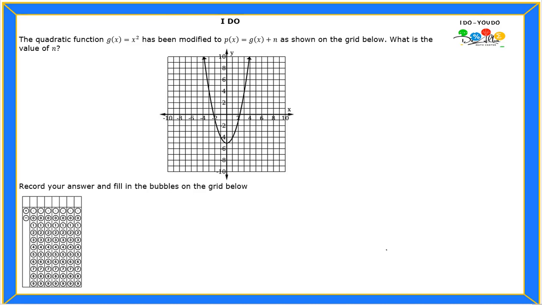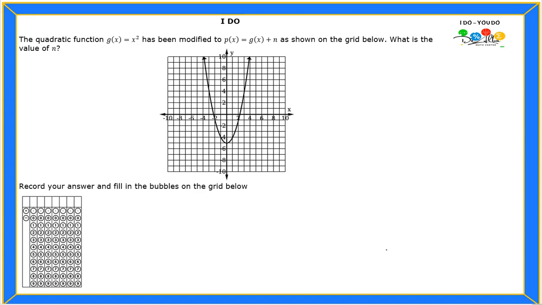Hello students, let's read the problem. It says, the quadratic function g of x equals x squared has been modified to p of x equals g of x plus n as shown on the grid below. What is the value of n?